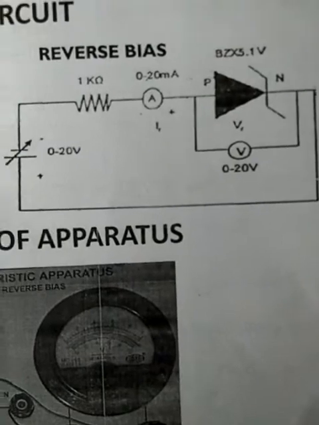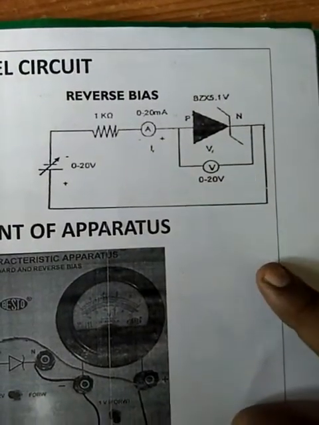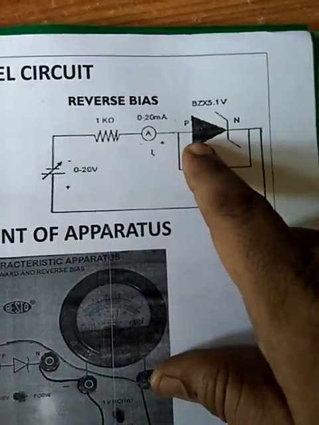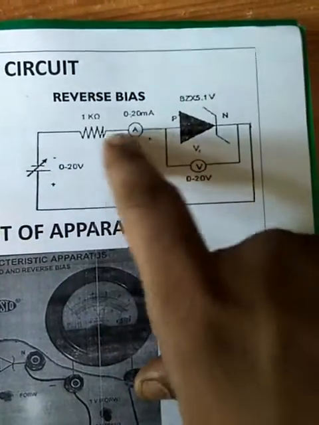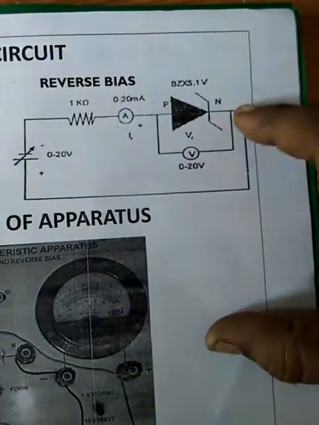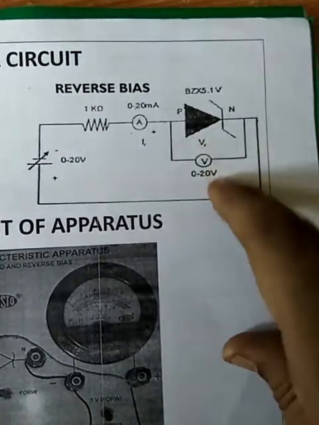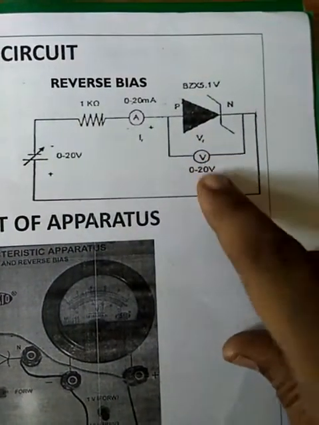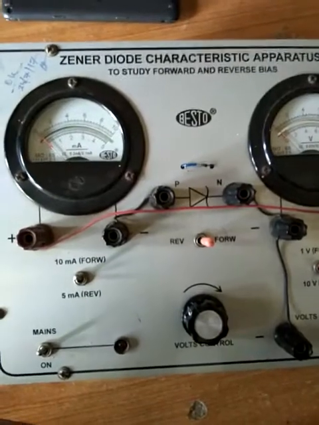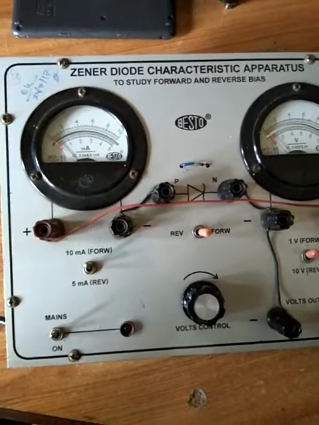And this is the model circuit for reverse bias, where you can observe the P region of the diode is connected to the negative terminal of the battery through an ammeter and resistance, and the N region is connected to the positive terminal of the battery. Here the voltmeter is added in parallel to measure the voltage across the diode.